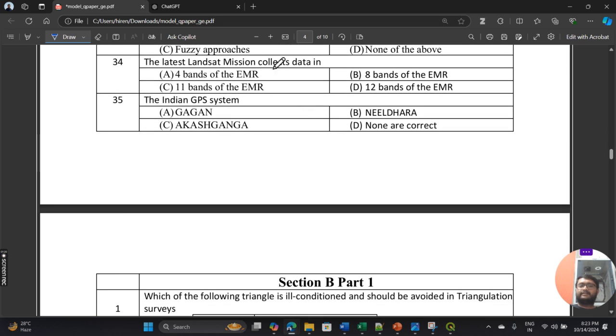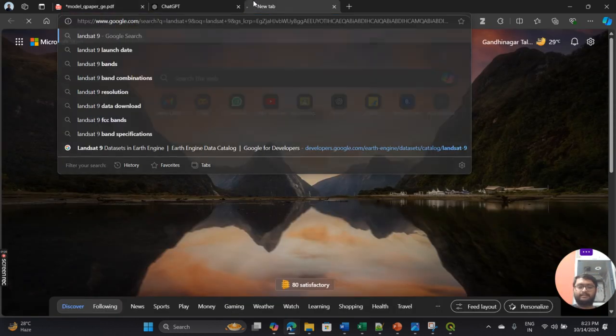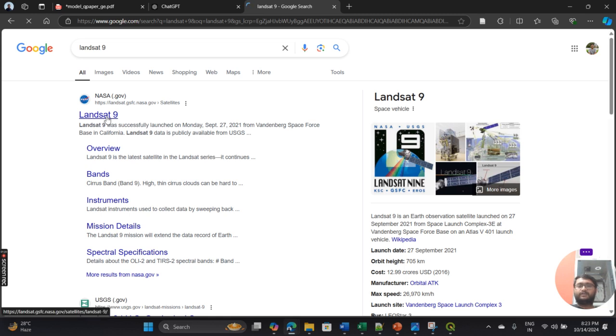Then the latest Landsat mission collects the data in, so here we consider 11 or 12 bands, Landsat 8 and 9. So you can always go through the catalog of all those Landsat missions. Before going to exams, always go through the data sets of currently available satellites, which are Landsat, Sentinel. If you talk about ISRO, then we have RISAT, then the further combined mission, let's say NISAR, and the other products as well. So you should always go through those.